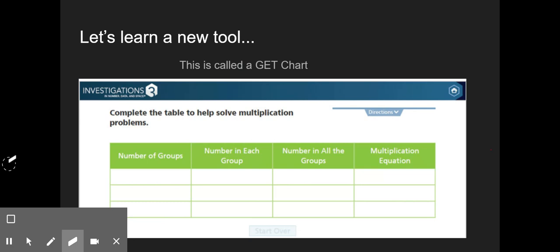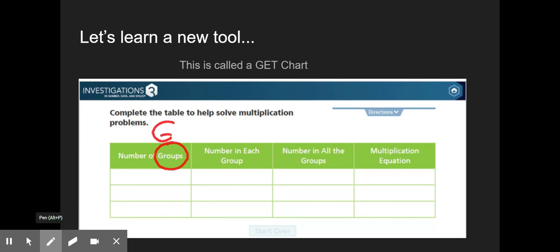In this lesson, we're introducing a new tool, and it's called a get chart. The reason why it's called a get chart is because of each column. In the first column, we have number of groups. So we see that word groups starts with a G. So that's where the G in get comes from. In the second column, it says number in each group. So I'm going to circle that word each. And that's where the E comes from, the number in each group.